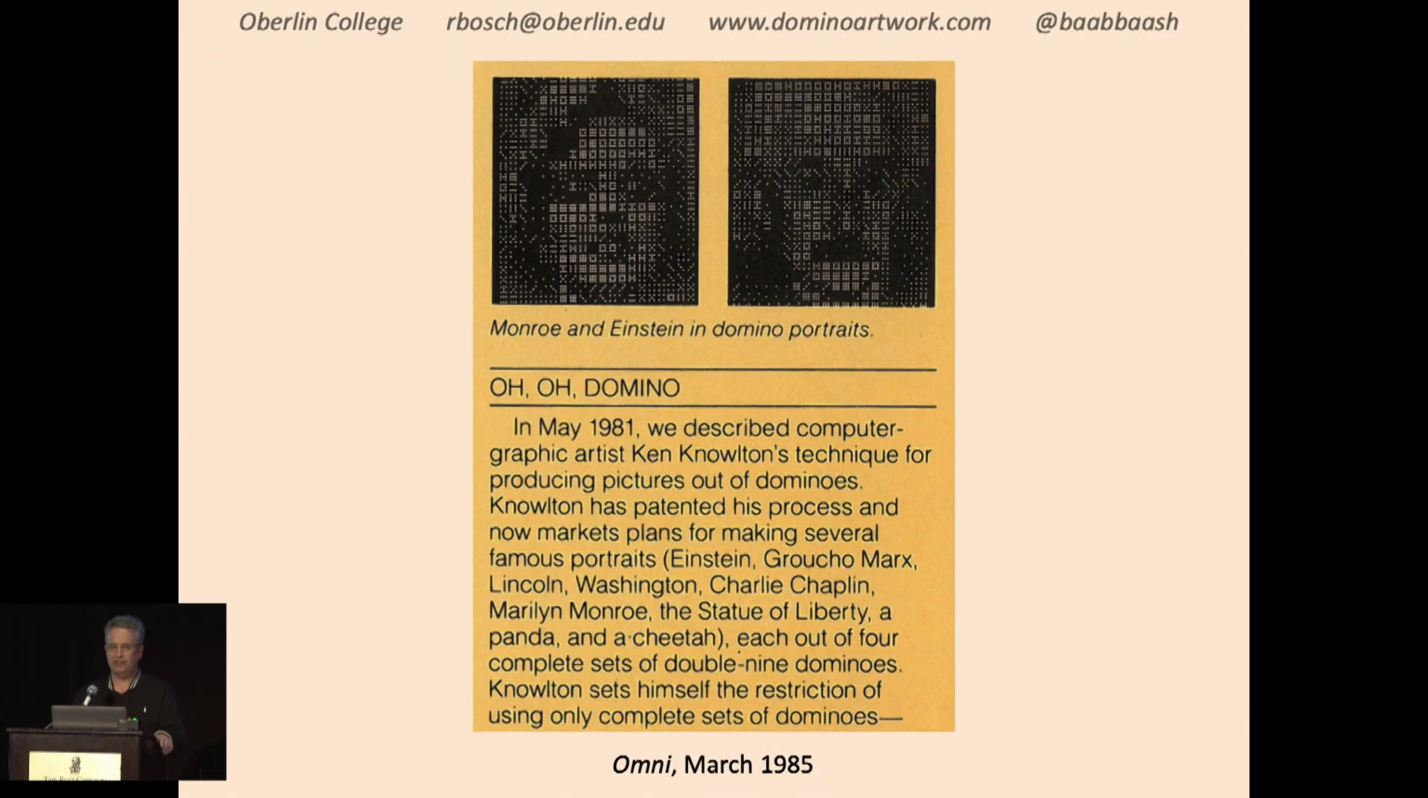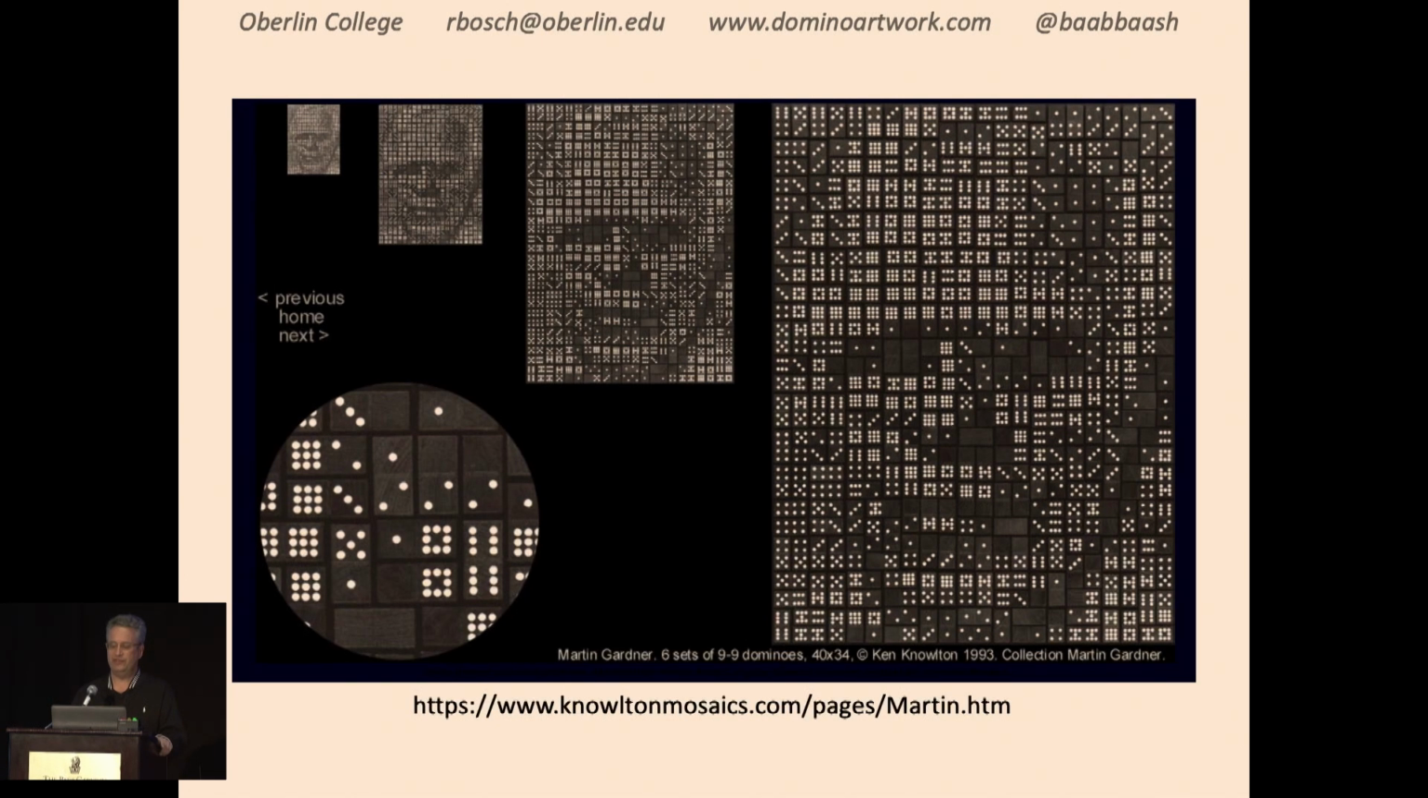Four years later, March '85, Scott Morris devoted part of his column to showing off more of Ken's work. Here we see two portraits, Marilyn Monroe and Albert Einstein, made out of 4 complete sets. And hopefully you've seen this one. This is Ken Knowlton's absolutely wonderful portrait of Martin Gardner made out of 6 complete sets of double nine dominoes.